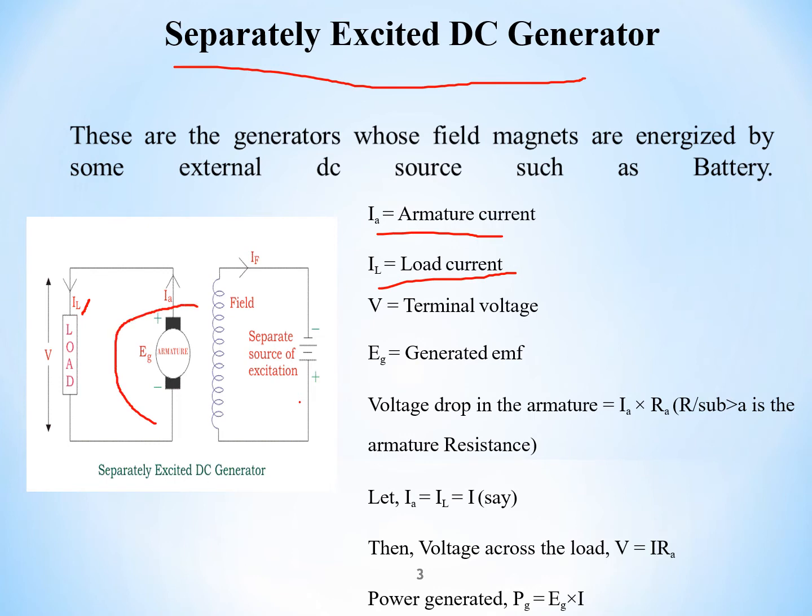The voltage drop in an armature, because armature will have a resistance which is RA, that is IA into RA. Let IA is equal to IL. So this IA is equal to IL because it is in series connection. Then the voltage across the load V is equal to EG minus IA into RA. So the power generated PG is equal to EG into IA.